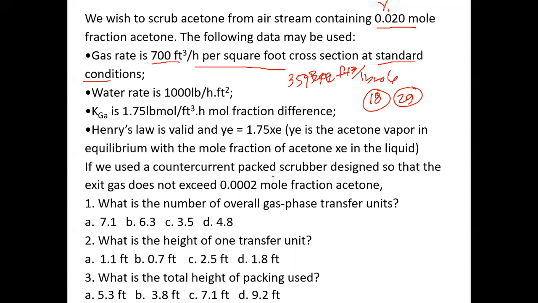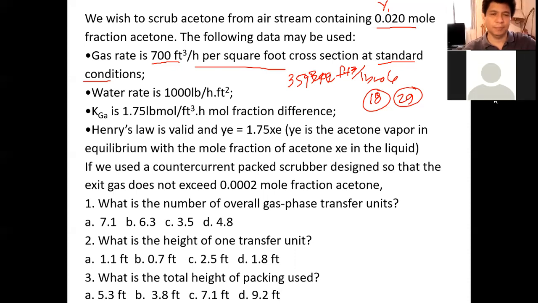The first question is, what is the number of overall gas phase transfer units? This is NOG. Number 2, what is the height of one transfer unit? This is HOG. Number 3, what is the total height of the tower? This is Z. So try to solve this problem. Get some bond paper and pencil and try to solve it. It's 11:50 and we still have until 1, so try to solve this problem.